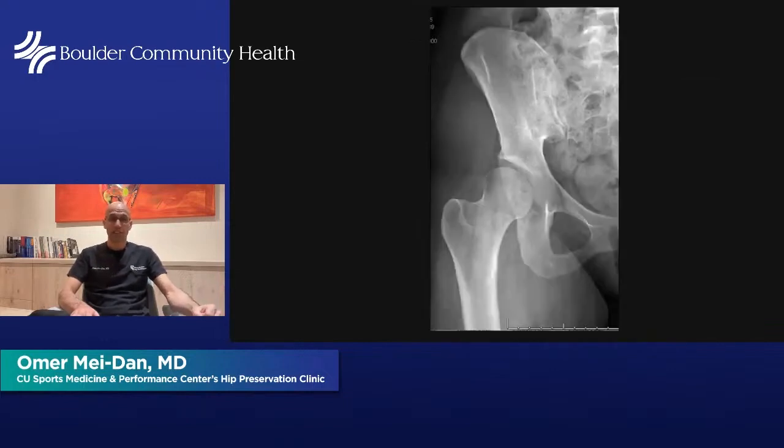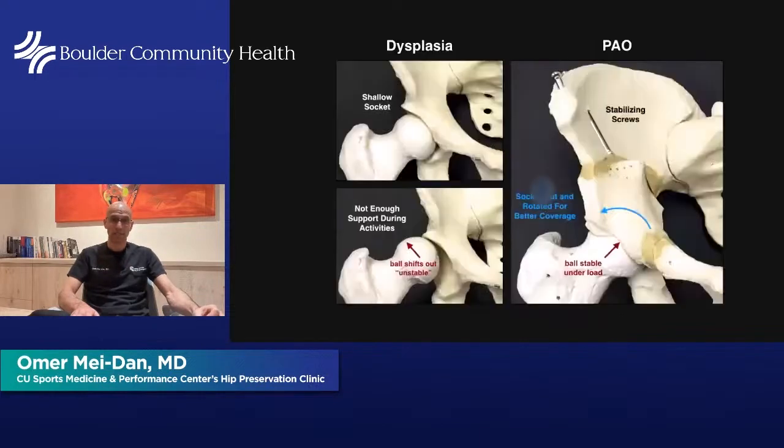So this patient is clearly dysplastic. The head, which you can see here, was supposed to be covered in full, but only that small part of the head in blue has actually come into contact with the hip socket. That is not a hip that's going to survive for many years unless it's fixed. So what is the fix? We call it PAO, or periacetabular osteotomy.